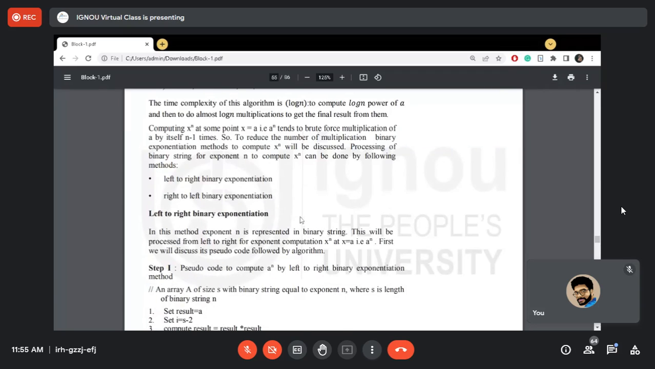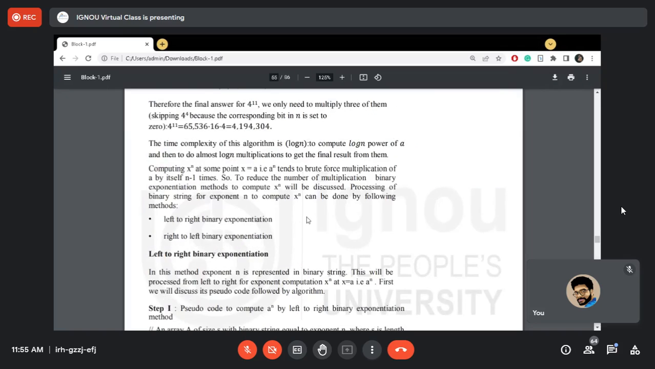So for that, if we are splitting the exponent into a number of terms, the time complexity of this algorithm is log n. So computing x to the power n, at some point x is equal to a. So we have the exponent a to the power n. We can compute it using a method, that is brute force multiplication of a.